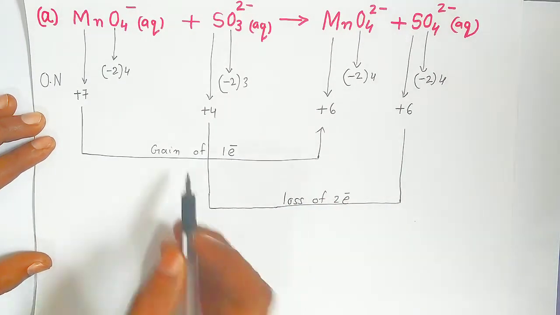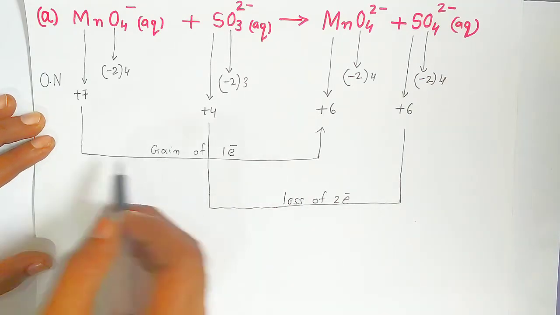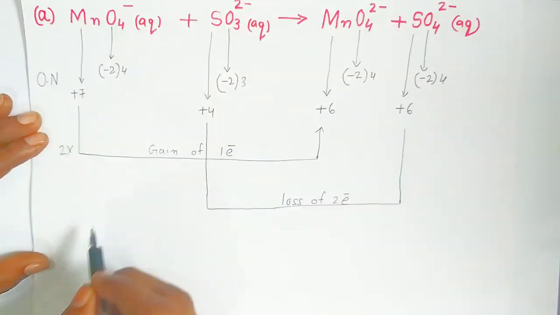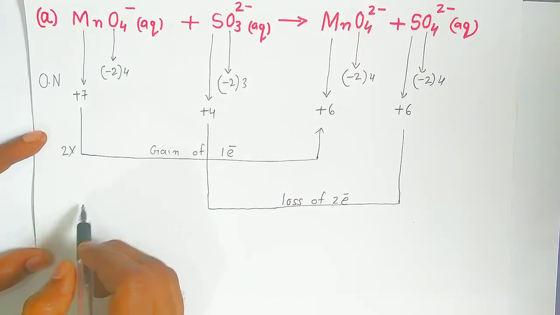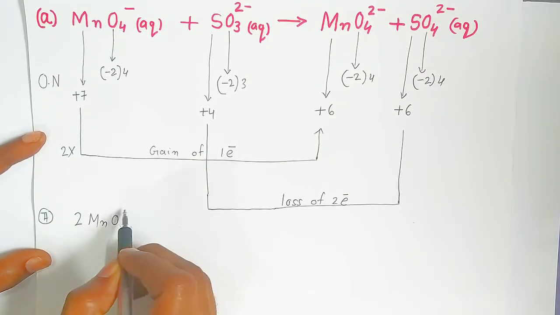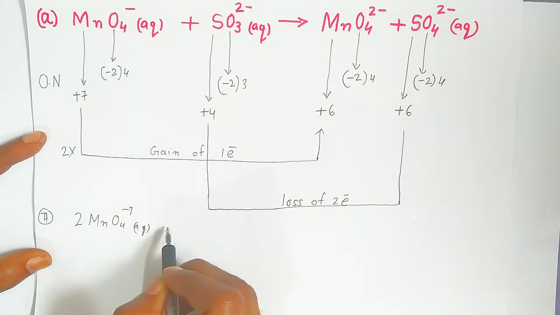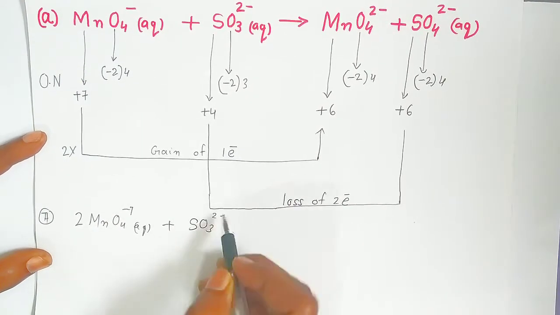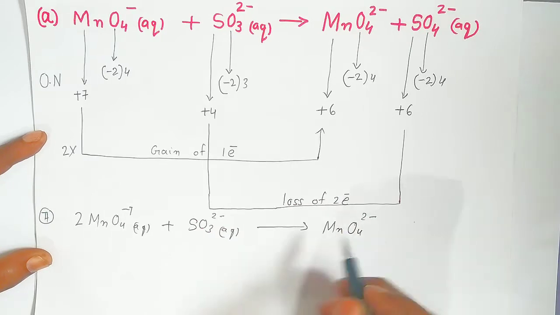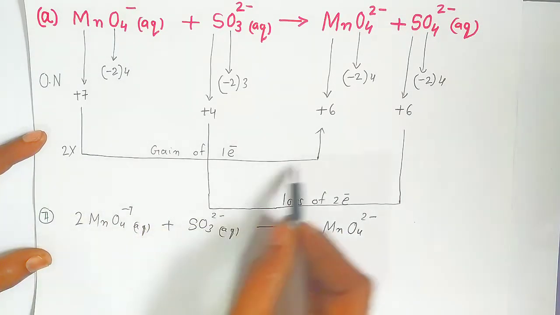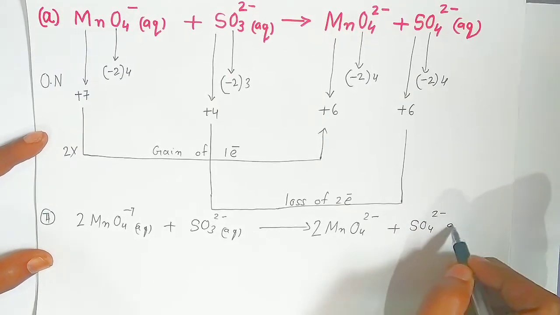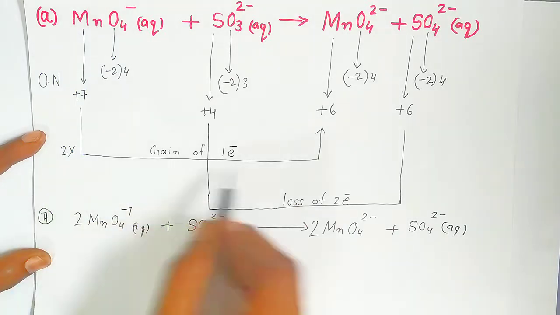If you want to equalize the gain and loss of electrons, students, in the gain you have to multiply by 2. Correct, students? That means on this side you also have to multiply by 2, and on this side as well. So the new equation we get: 2 MnO4- aqueous combines with SO3 2- aqueous to give 2 MnO4 2-. Because we multiplied by 2, this becomes twice, then SO4 2-. This is the equation we have by equalizing the number of electrons.